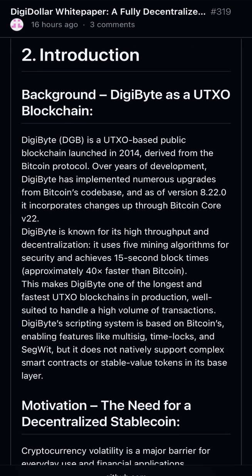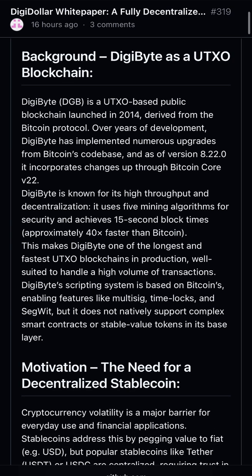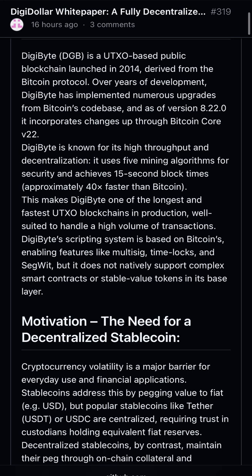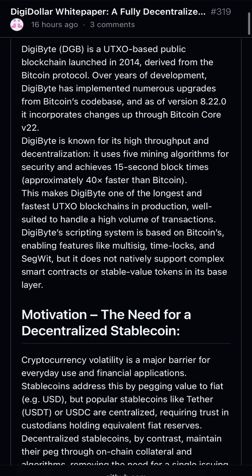2. Introduction. Background: DigiByte is a UTXO blockchain. DigiByte, DGB, is a UTXO-based public blockchain launched in 2014, derived from the Bitcoin protocol. Over years of development, DigiByte has implemented numerous upgrades from Bitcoin's codebase, and as of version 8.22.0 it incorporates changes up through Bitcoin Core v22.